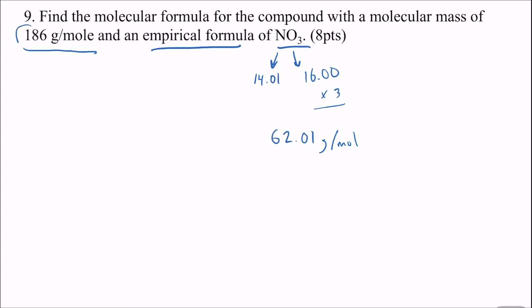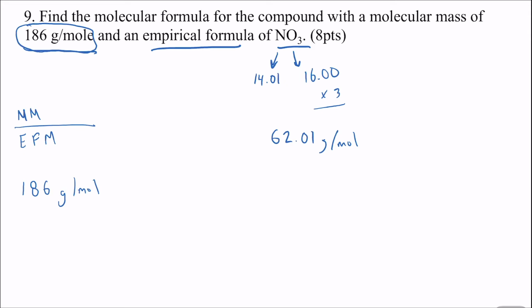And notice that this is the number that they gave you, okay? So the problem for this is whatever they give you, the molecular formula mass, or the molecular mass, is going to go on the top, and the empirical formula mass is going to be on the bottom. So the bigger number that they gave you goes on top.